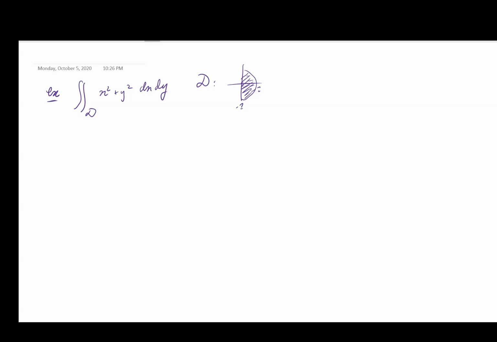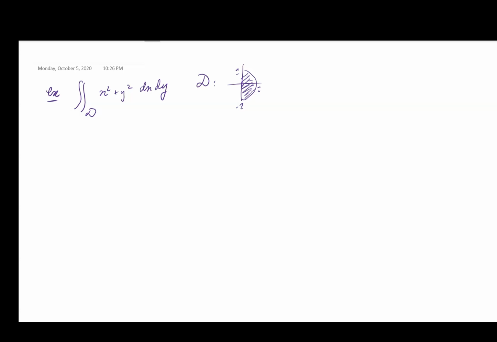Okay, and I want you to compute that. So it shouts for polar coordinates. Why? Because this is a domain that I can very easily describe using polar coordinates, and furthermore, even the function is going to be very easily described with polar coordinates. So let's do our substitution.